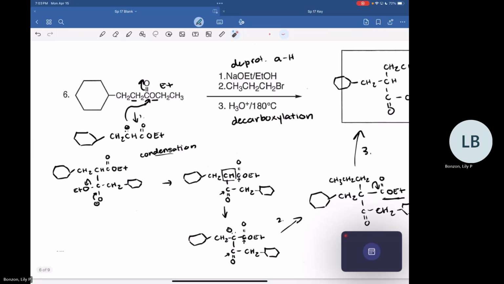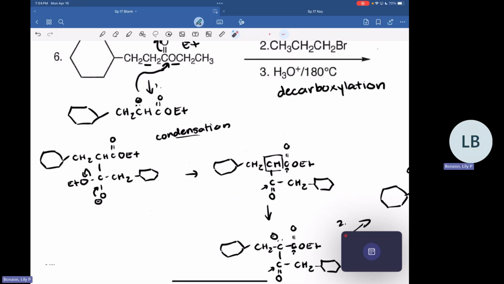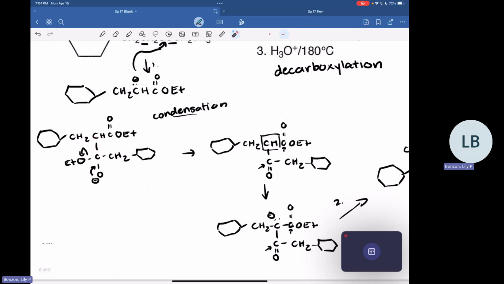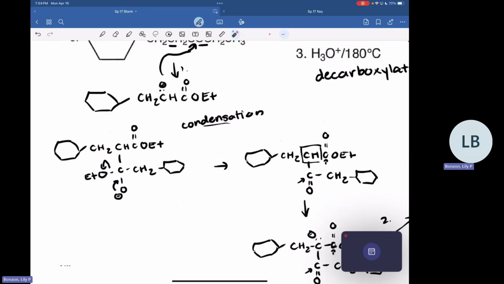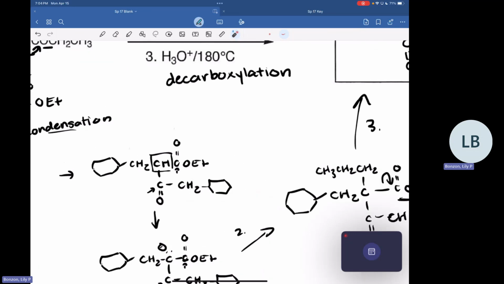Oh yeah, so right here. Once it attacks itself, we attach to another equivalent, so it attacked itself. Since we have this OEt group, that's a good leaving group. So instead of forming an alcohol, like in an aldol reaction, the O- is actually just going to come back down and kick out the OEt. So that's why we form just a ketone here.